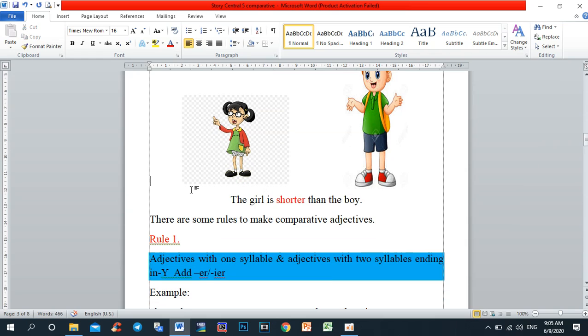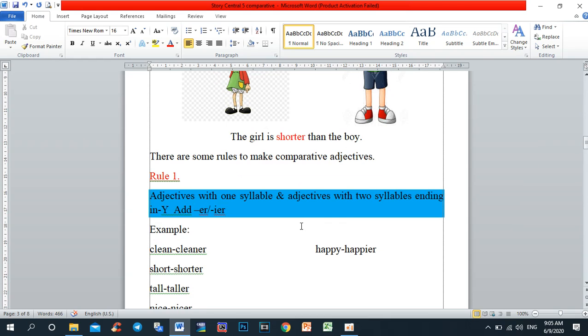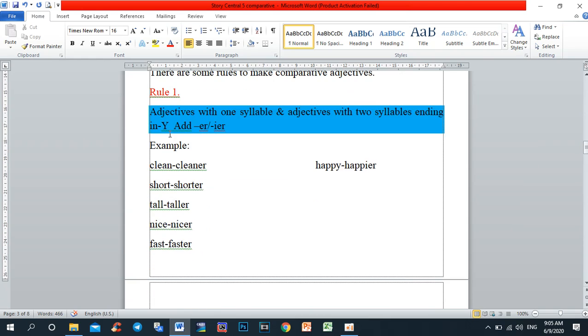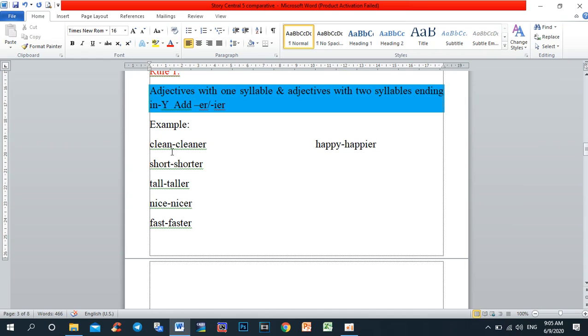And if you want to make the adjective into a comparative adjective, we have rules. So there are some rules to make a comparative adjective. Okay, and now look at it together. The first rule: adjectives with one syllable, and adjectives with two syllables ending in y, add er or ier. Okay, so let's look at the examples all together. So teacher will explain in detail.